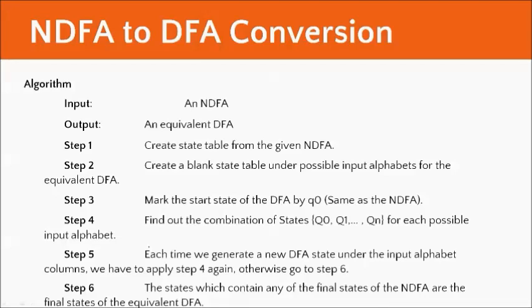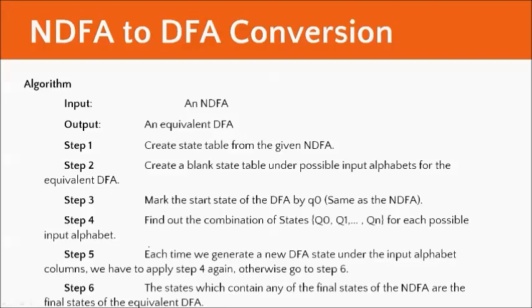We have the steps. Step 1, you have to create the table from the NDFA. So I think we're going to discuss again the transition function, which also contains the transition table. So we are to discuss this by next meeting. Step 2, create a blank state table under possible input alphabets for the equivalent DFA. Step 3, mark the starting state of the DFA by Q sub 0. So same with the NDFA.